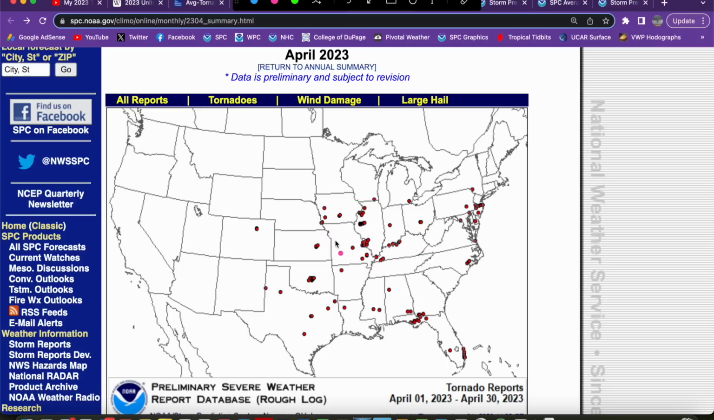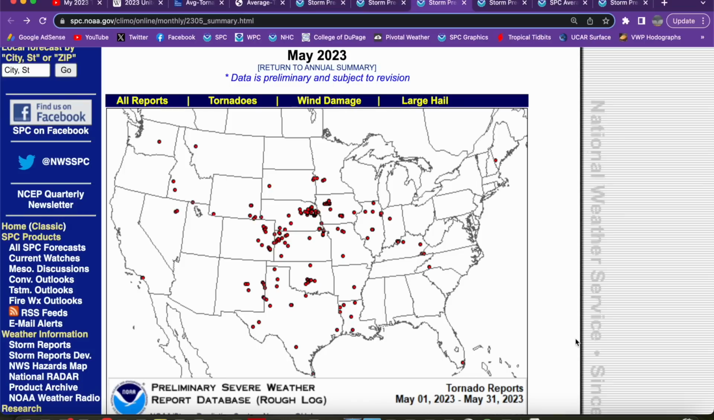Not a ton of activity, though, in our normal, traditional Tornado Alley locations, Kansas, Oklahoma, Texas, that we were forecasting would be a perhaps heightened area for tornadic activity this year, with the exception of the April 19th event, of course. But overall, a pretty quiet April for the Central and Southern Plains, which goes against what we were talking about in our original video.